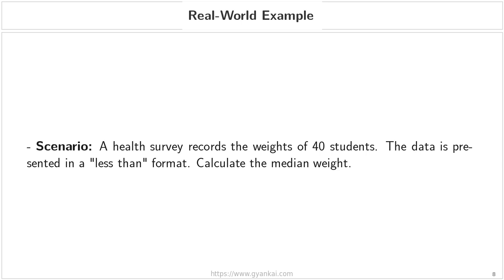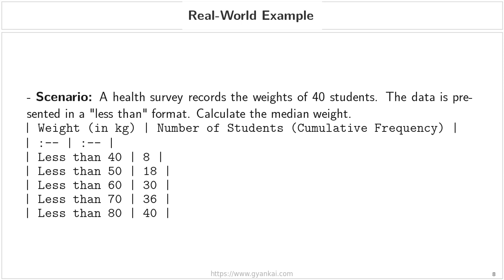Real-world example. Now that we have understood the theory and the step-by-step process, let's put everything we've learned into practice with a real-world example. Imagine we are looking at the results of a health survey where the weights of 40 students have been recorded. However, instead of a standard table, the researcher has provided the data in that less than format we discussed in the previous slides. Our goal here is to calculate the median weight of these students.